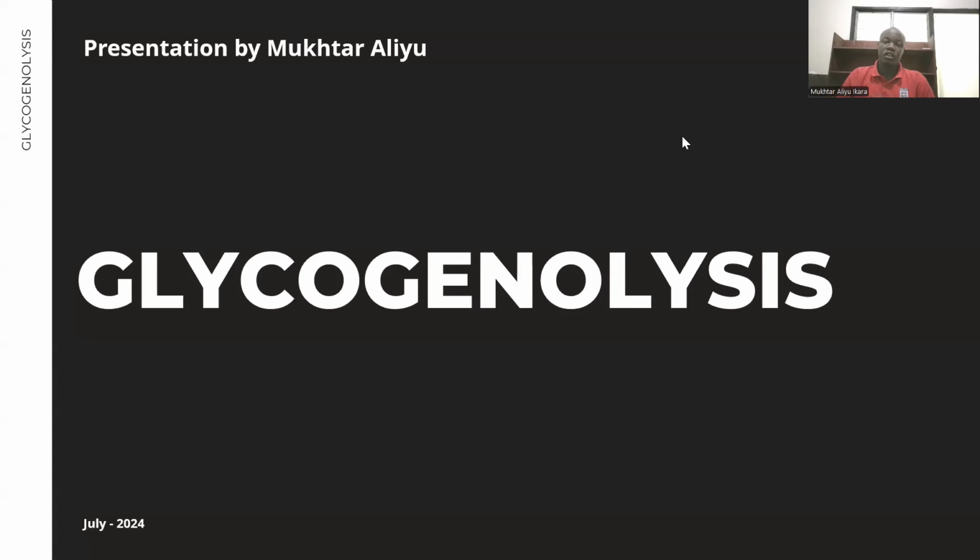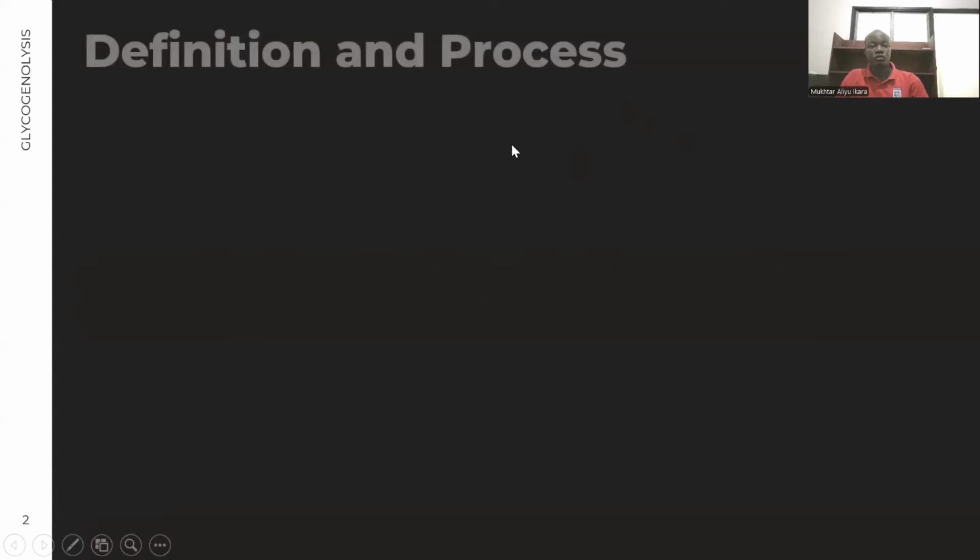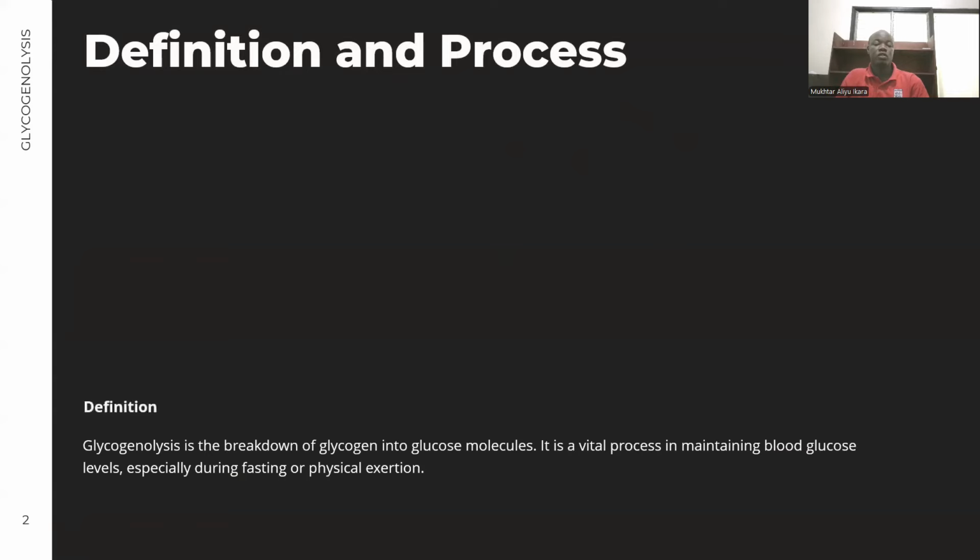So today we are going to look at the concept of glycogenolysis. We are starting with the definition and the processes in glycogenolysis. What is glycogenolysis? It is the breaking down of glycogen into glucose, and it is a vital process in maintaining blood glucose level, especially during fasting or physical exertion.